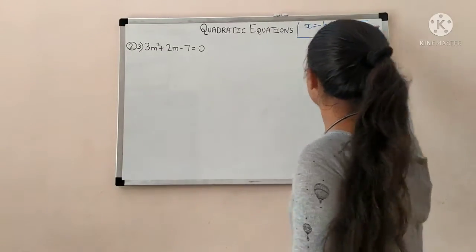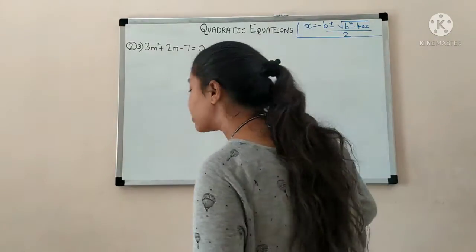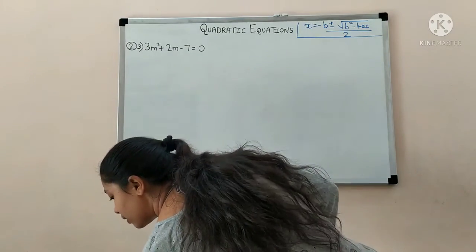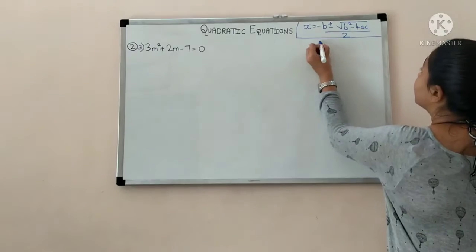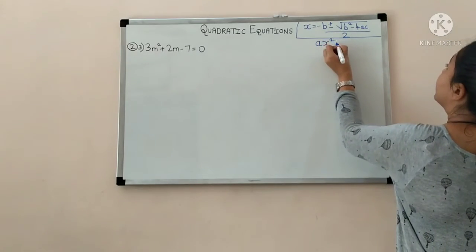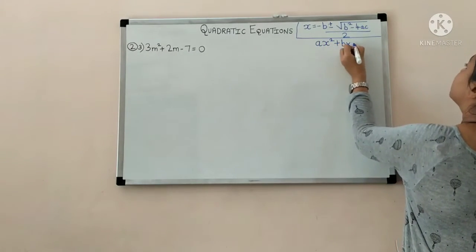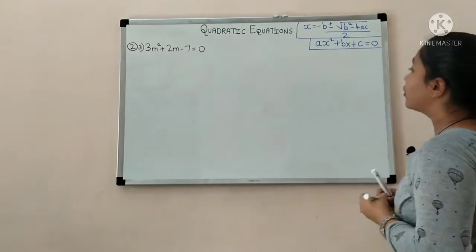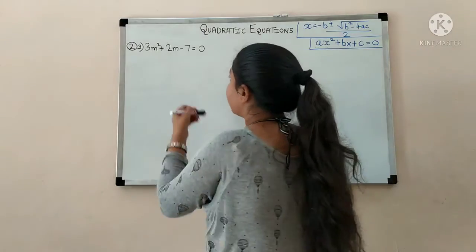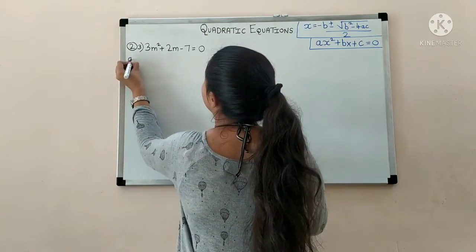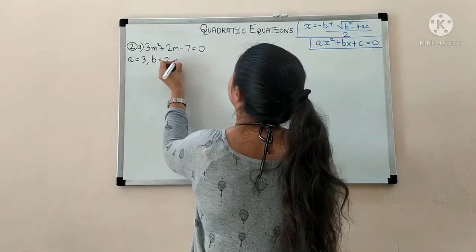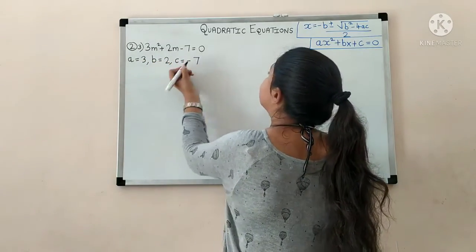Now, sorry, this is not the general form. The general form says ax square plus bx plus c is equal to 0. What is the general form? ax square plus bx plus c is equal to 0. Okay, this is the general form of a quadratic equation. So comparing with the general form, what do we get here? We get a is equal to 3, b is equal to 2 and c is equal to minus 7.